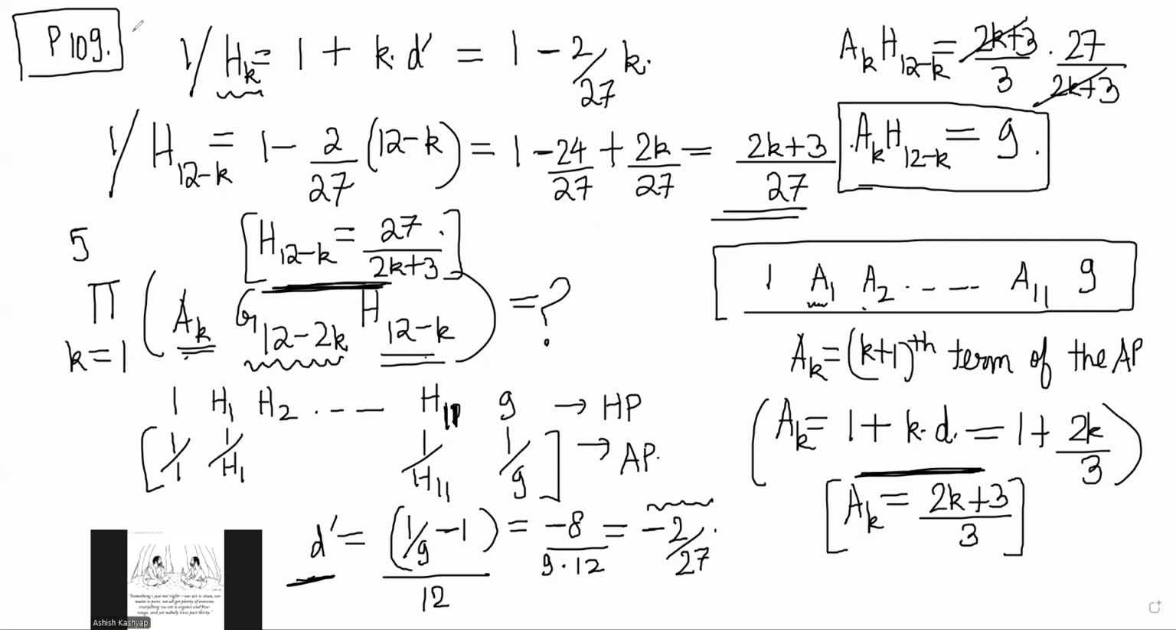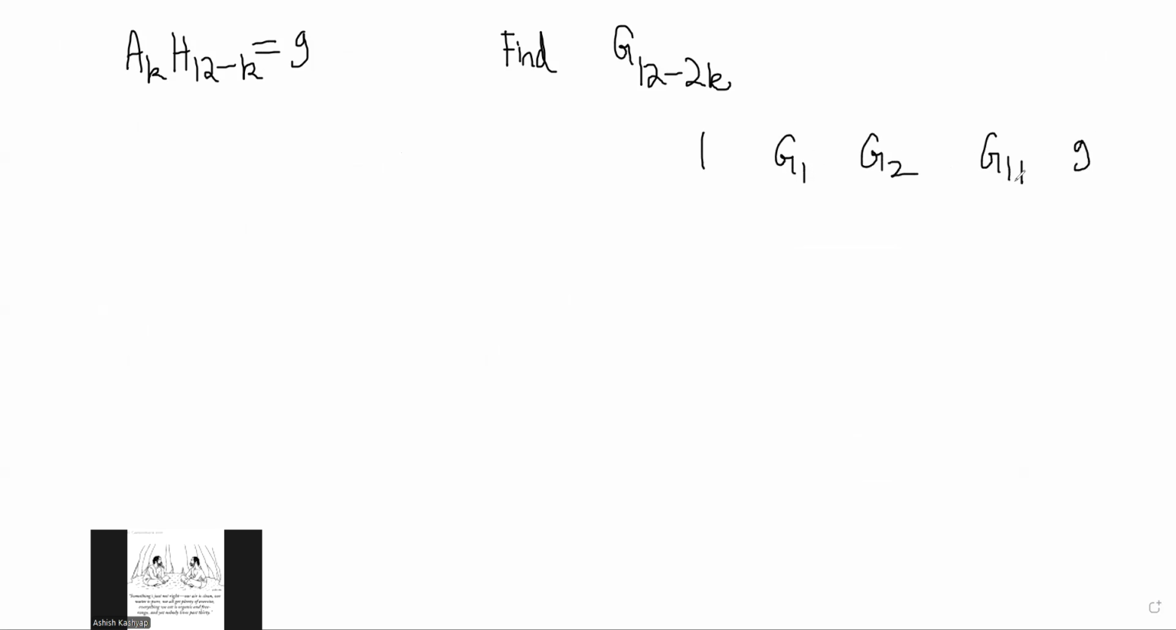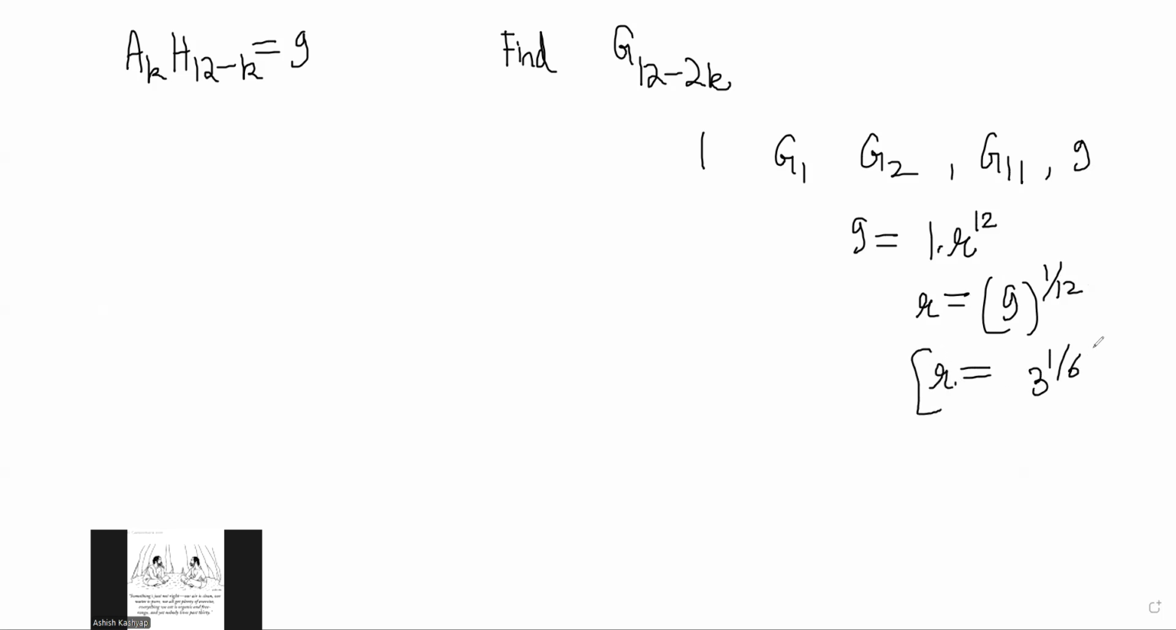So far we have figured out that AK H of 12 minus K is 9 and we have to find G of 12 minus 2K. So again, 1, G1, G2, G11, 9 are in GP and 9 is equal to 1 into common ratio to the power 12 because there are 13 terms. So common ratio is going to be 9 to the power 1 by 12 and that is 3 to the power 1 by 6. That is the common ratio, right?